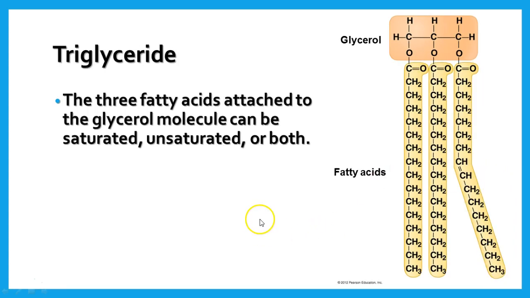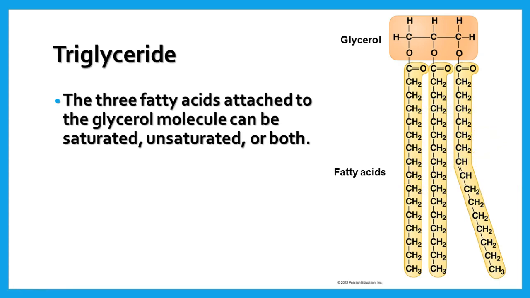Here's a picture of a triglyceride. There are 3 fatty acids joined here. Notice that 2 of these are saturated fatty acids, meaning they have no carbon-to-carbon double bonds anywhere in the chain, and this one has 1 carbon-to-carbon double bond right here, and so this is an unsaturated fatty acid. Polyunsaturated fats are ones that have more than 1 double bond in the chain.